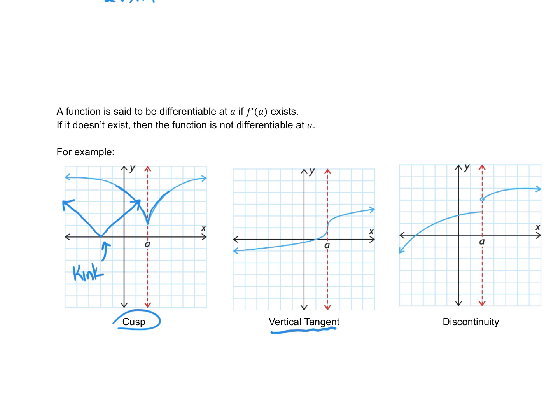Or if you have a vertical tangent line, like in the second example, or some sort of discontinuity, like a jump, for example, that is depicted in that third example. And that's it for finding the derivative using our knowledge of limits and first principles.